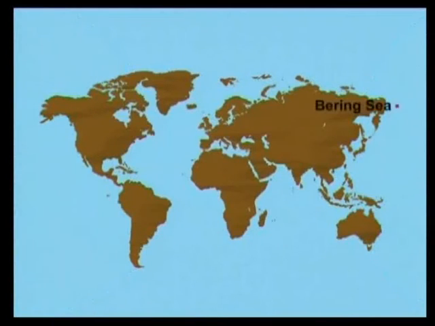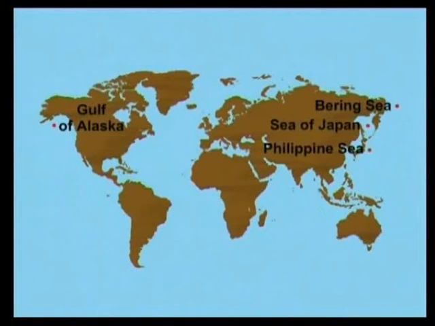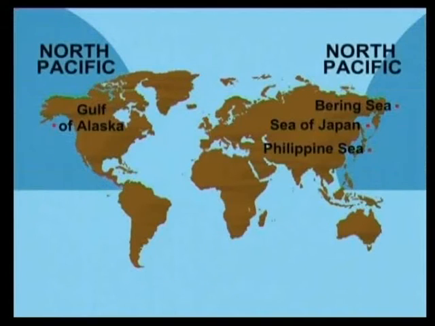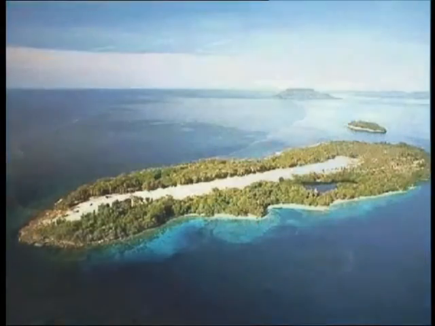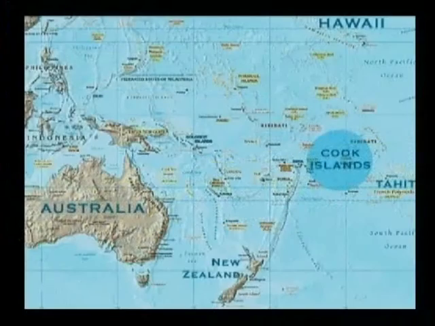It includes the Bering Sea, Gulf of Alaska, the Philippine Sea and Sea of Japan. It is bisected by the equator. The part north of the equator is called the North Pacific. The part south of the equator, the South Pacific. The interesting thing is that there are more than 30,000 islands in the Pacific Ocean.